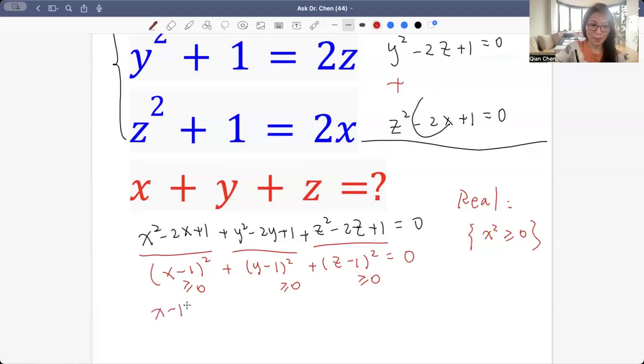That is to say x minus 1 is 0, which means x equals 1. And y minus 1 has to be 0, so y equals 1. z minus 1 also has to be 0, so z equals 1. Then we add those three ones: 1 plus 1 plus 1 gets 3. So x plus y plus z is 3. Okay, that's it for this question.